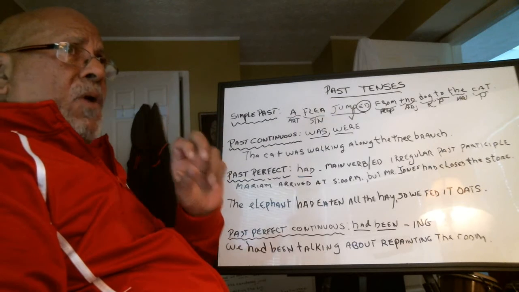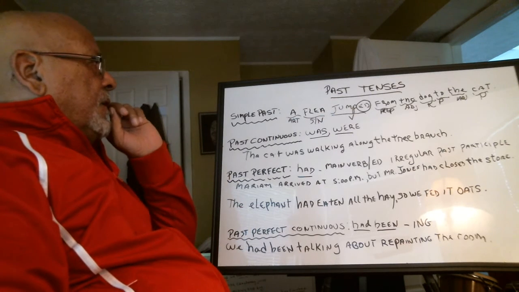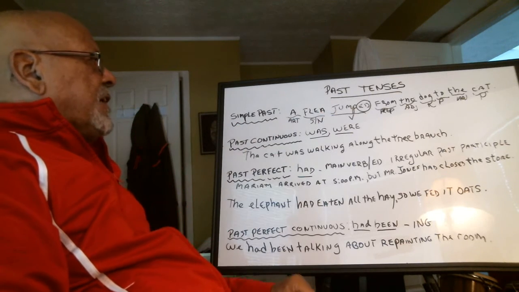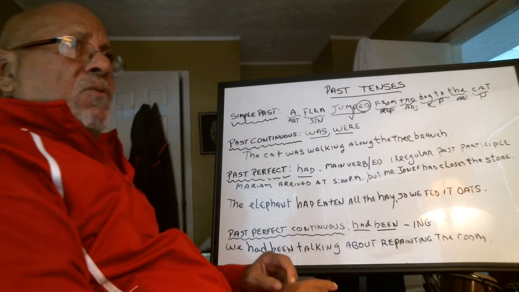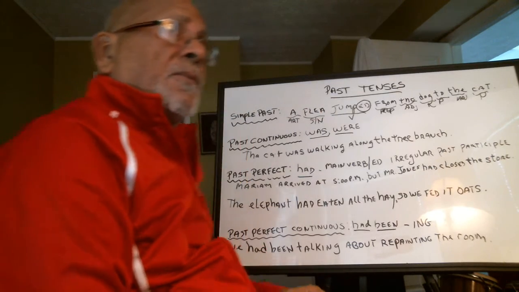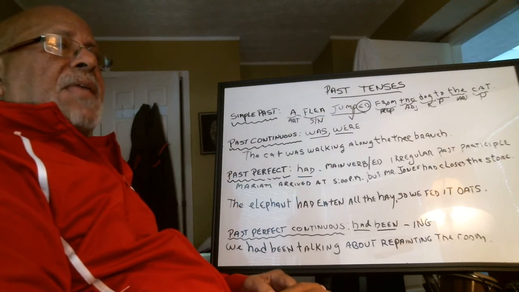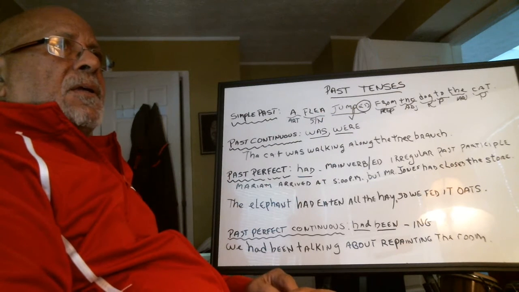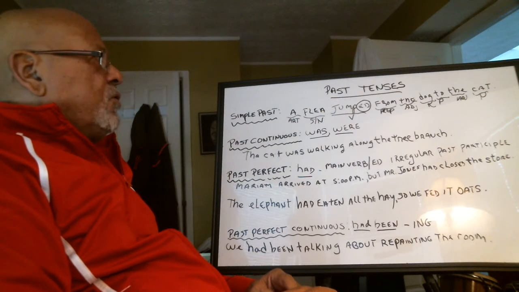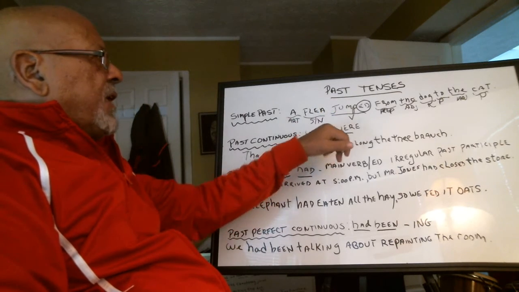Like the present tense, simple present, one verb. Simple past, one verb. The next tense is the past continuous. Now we have two helping verbs, was and were. Write them down, please. Past continuous, was and were.